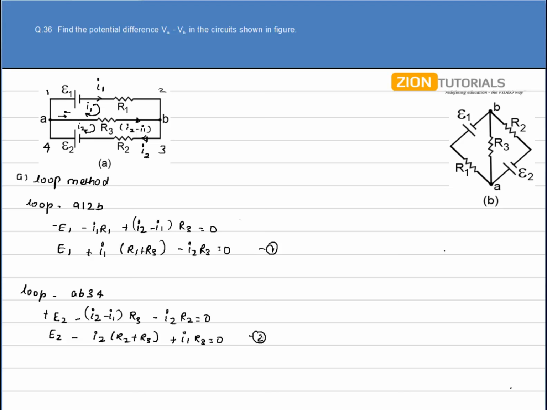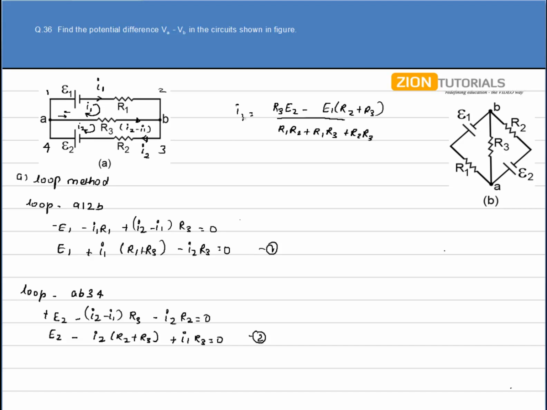Now on solving equations 1 and 2 for I1 and I2, I get the value of I1 as R3 times (E2 minus E1) times (R2 plus R3), whole divided by R1 R2 plus R1 R3 plus R2 R3.